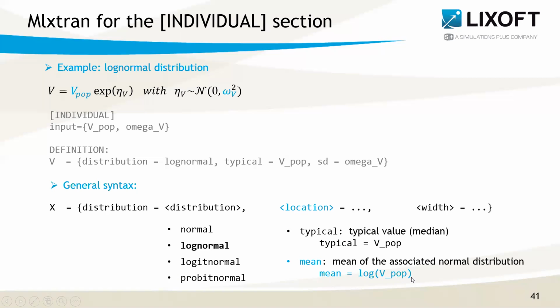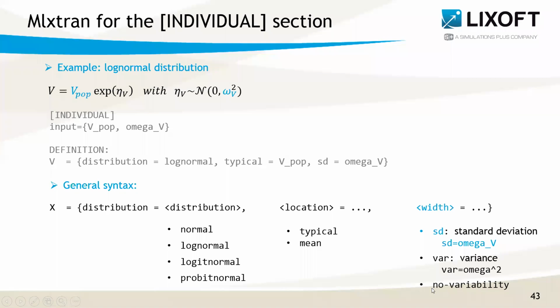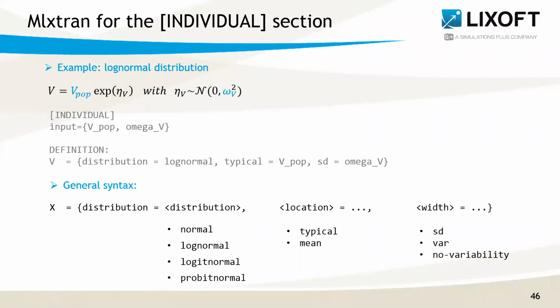It can be useful if you have, for example, estimated your model in Nonmem using mu referencing. Then you have directly estimated log of VPOP, and it can be convenient to use the mean argument here. And finally, we have a width argument. You can either give the standard deviation using SD or the variance using var. So that's always the standard deviation and variance of the random effects. And if you want no variability at all, then you can write no variability. So that's the different options we have to describe the inter-individual variability.